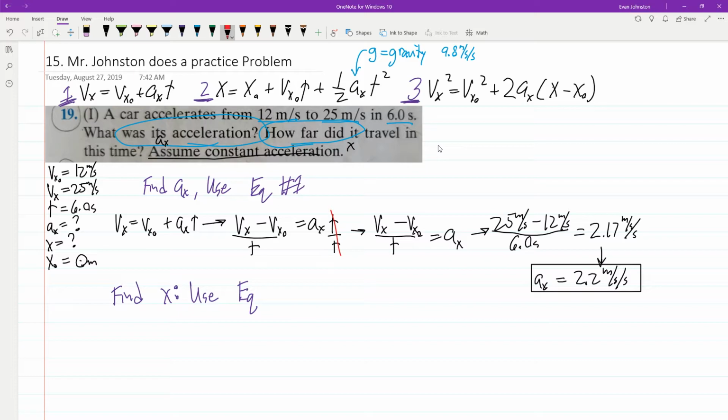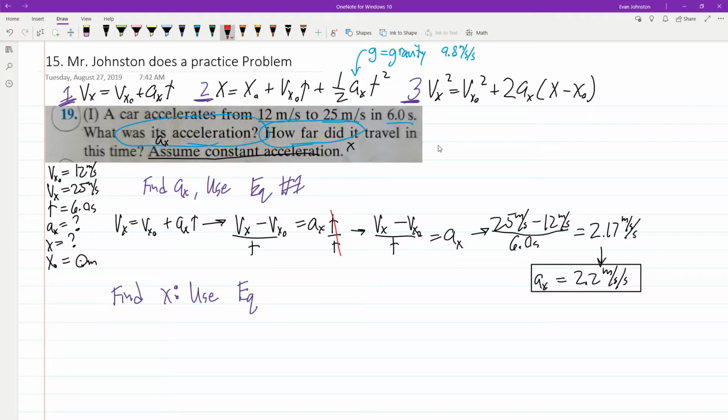Well, do we know how fast it's going at the end? Yeah, it's going 25. We know that. We know the initial. Again, we know the acceleration. And we know that this x naught is 0. So the only thing we don't know here is x. So we could use equation 2 or 3.